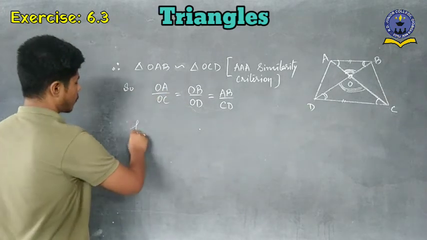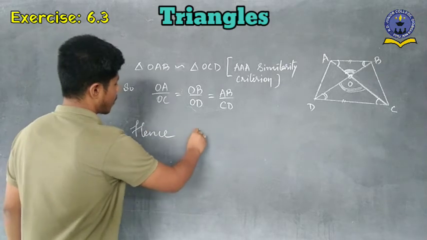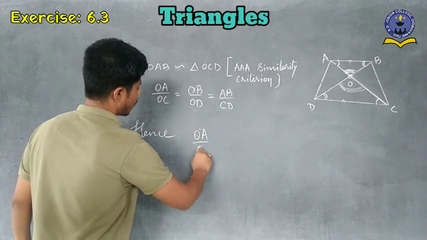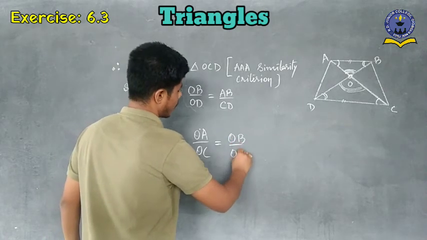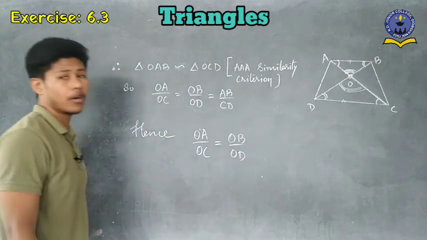So finally you have to write down the conclusion. Hence we have to write here OA by OC is equal to OB by OD. Is it clear? So this one is our proof.